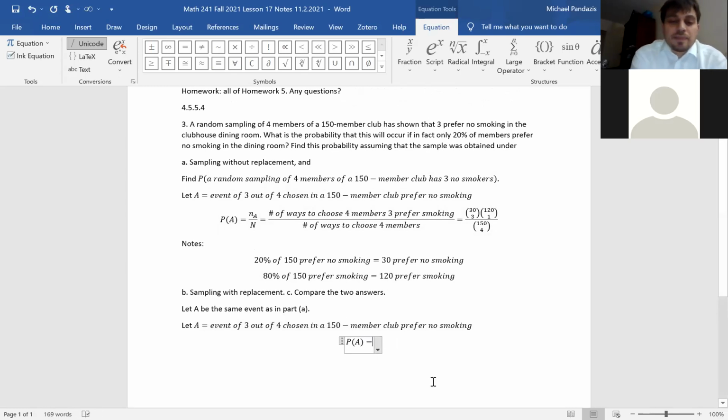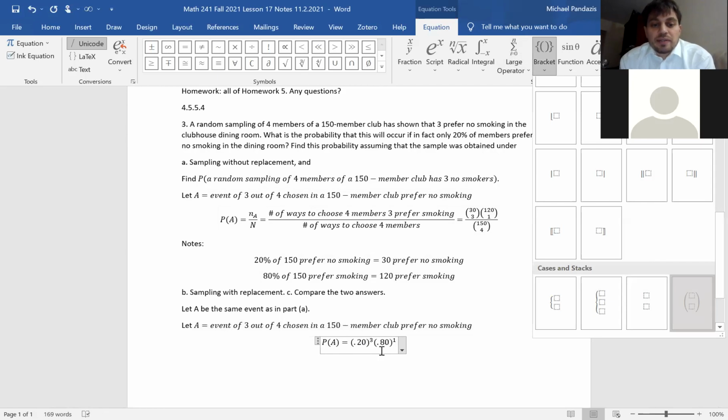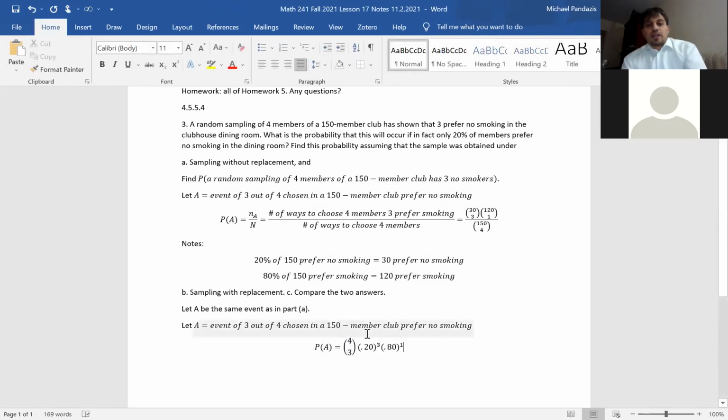The probability of choosing someone who prefers no smoking is 0.20, and you want to choose 3 of them. The probability of somebody who prefers smoking is 0.80, and you want that once. So you have 0.2 cubed times 0.8 to the first. But then you want all the arrangements.